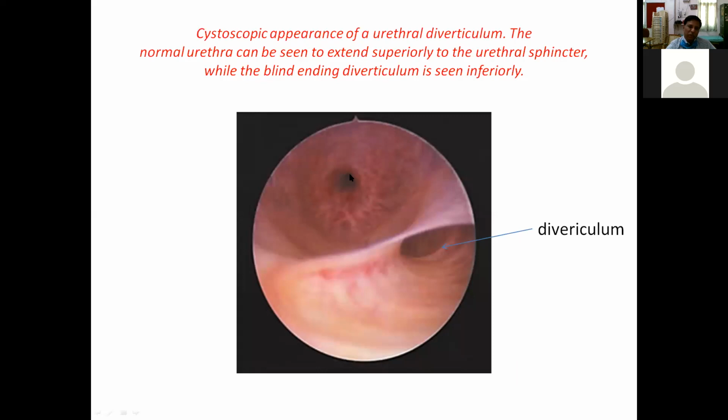Endoscopy. This is the normal urethra, normal opening. This is the diverticulum. If you want to treat endoscopically, you cut this mucosal fold. Cut this mucosal fold and make it into a single one.